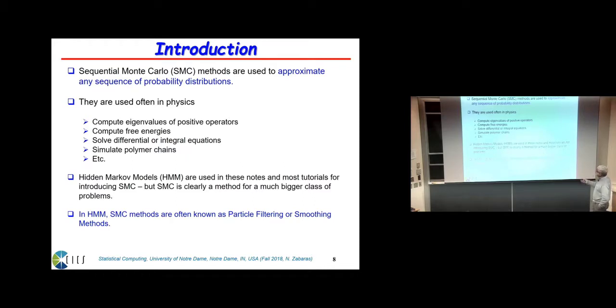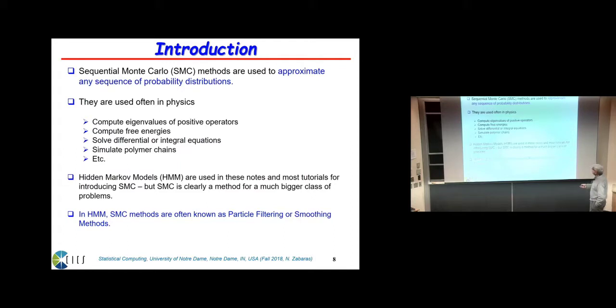You know, sampling high dimensions, computing eigenvalues of operators, computing free energies, solving differential and integral equations, doing lots of things in physics and chemistry, like sampling polymer chains. And I don't know if you will get that homework problem this year, but students in chemical engineering, where they want to compute ensemble properties of macromolecules, basically they use sequential Monte Carlo to sample.